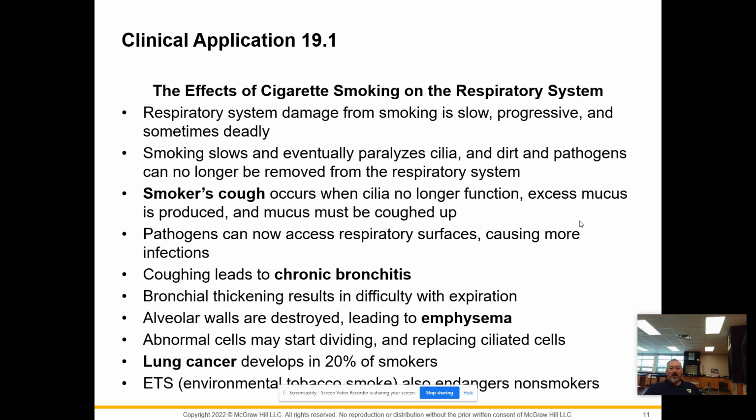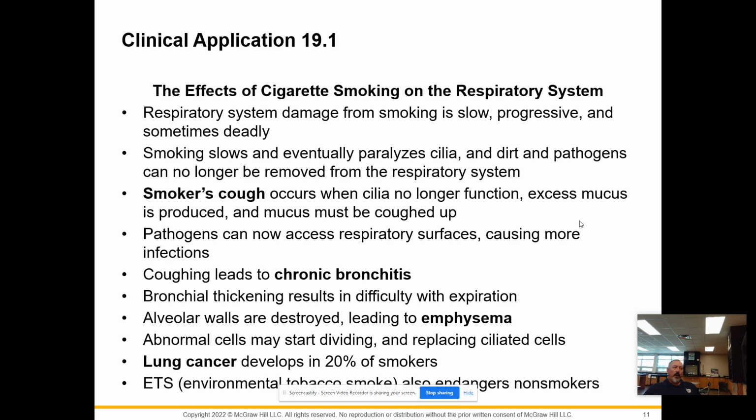So smoking slows and eventually paralyzes the cilia. So the crowd surfing, not cool. Doesn't happen. Dirt and pathogens, they don't get worked through the respiratory system to the digestive system. Instead, they end up in your respiratory system. Your respiratory system, with all of that excess mucus, instead of being sent to our stomach, being sent to our lungs, is going to cause the smoker's cough.